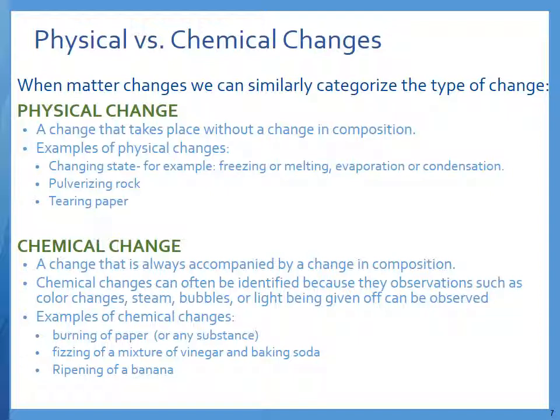So a lot of times you can observe a chemical change because there's steam or light or bubbles or like a gas being given off. So some examples of chemical changes: if you burn paper or burn anything for that matter, when you mix vinegar and baking soda, you get a gas given off. That's a chemical change. Even something like ripening a banana, the molecules inside the banana are actually changing. So something is changing into more sugar or less sugar. So they're changing composition.